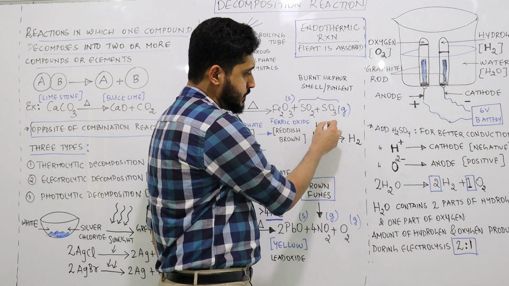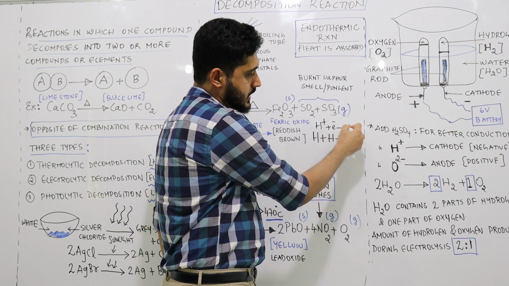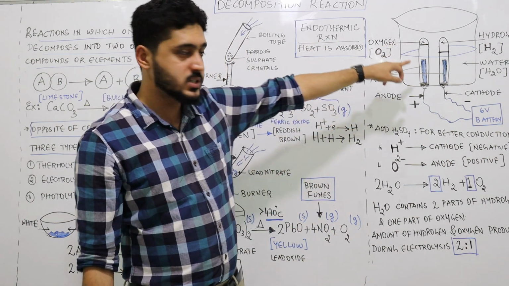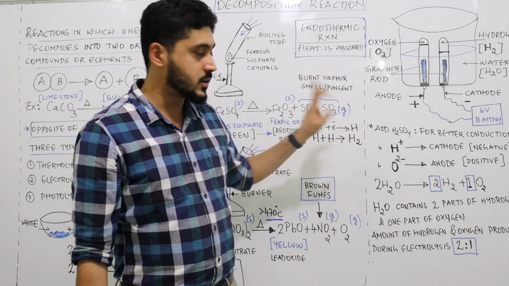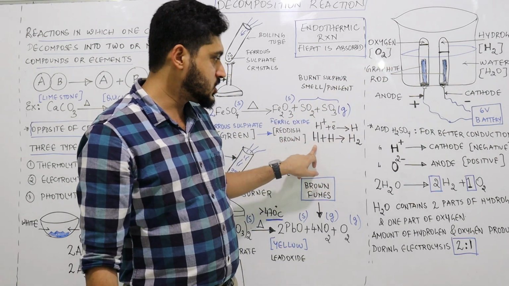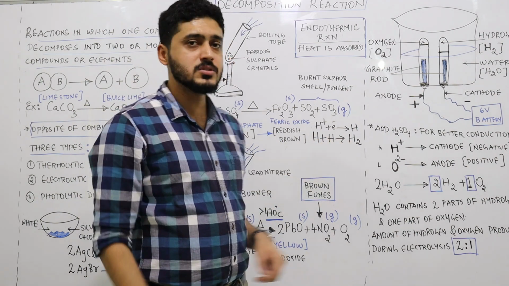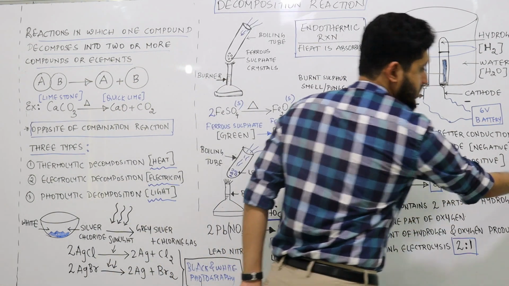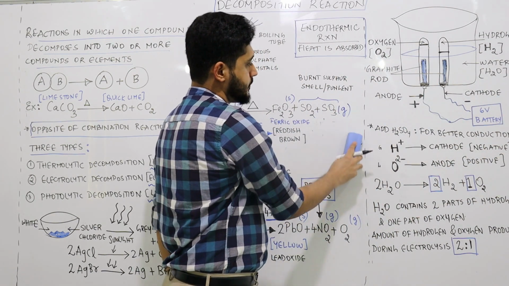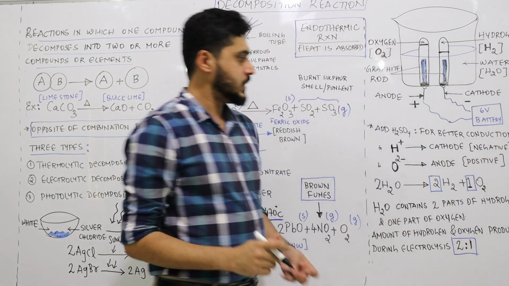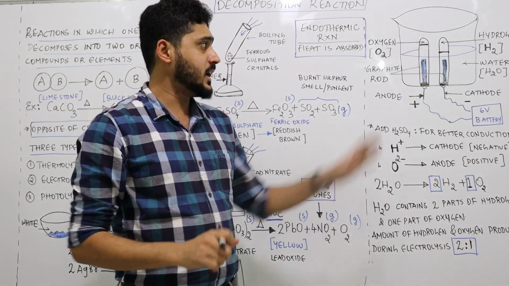That means H plus gains an electron and becomes H atom. H plus ions, when they move towards the cathode, gain an electron and become H atom. Now that H combines with one more H and it becomes H2. Hydrogen gas is getting liberated at the cathode.